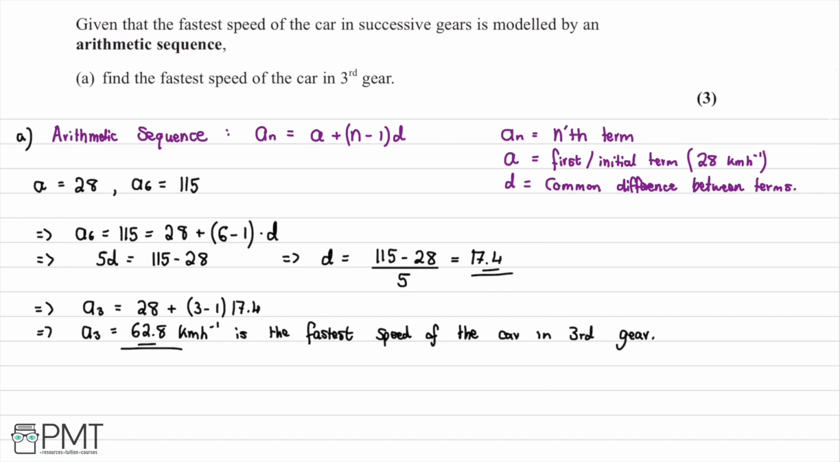So therefore, we've completed this question. It was worth 3 marks, and we get our first mark for working out what d was here. We then get our second mark for substituting these values in to then find a3, and then we get our third and final mark for concluding with the correct answer, which was 62.8 kilometers per hour.